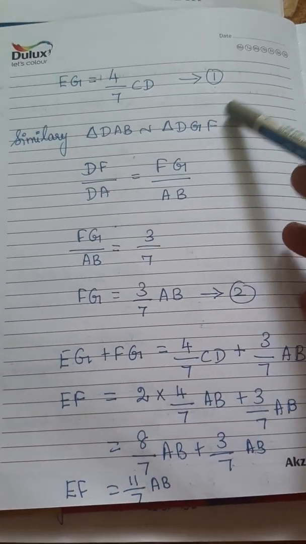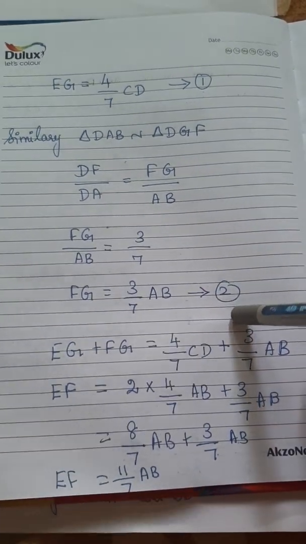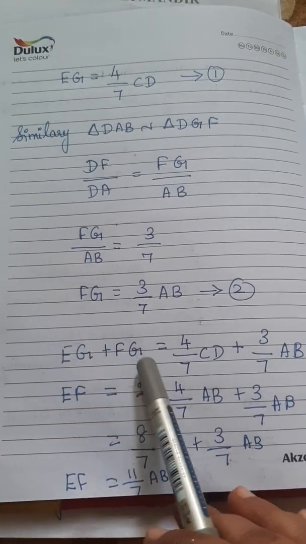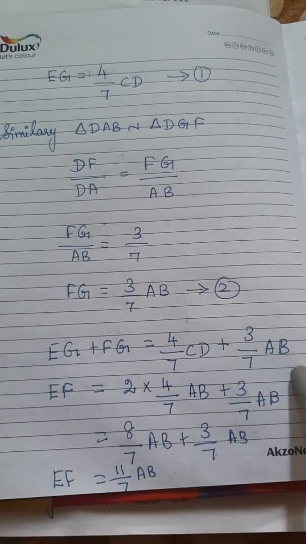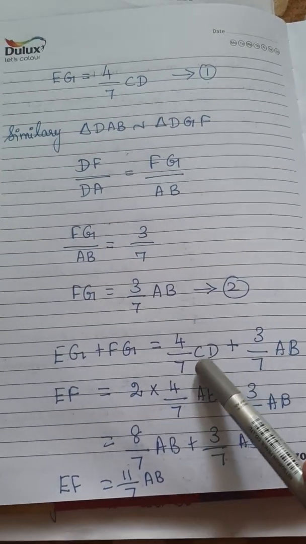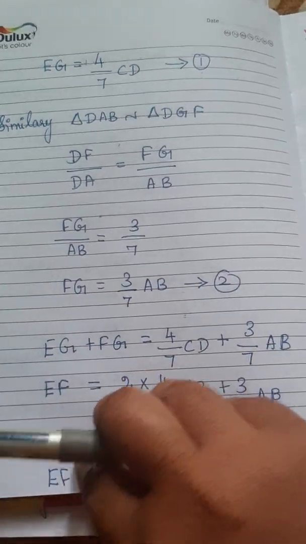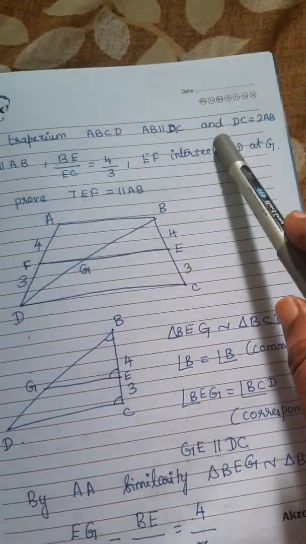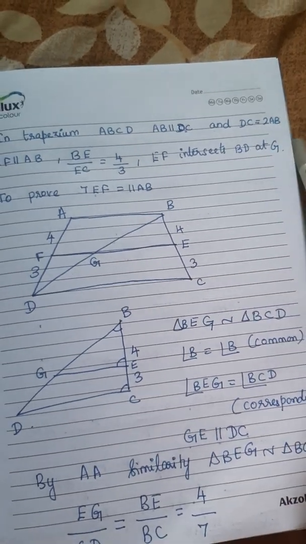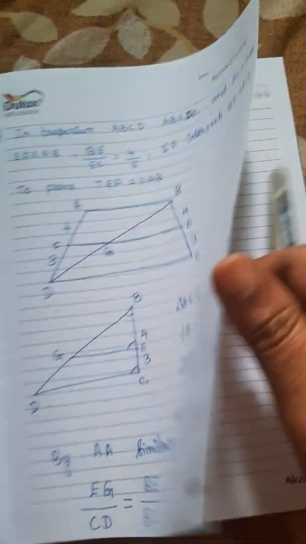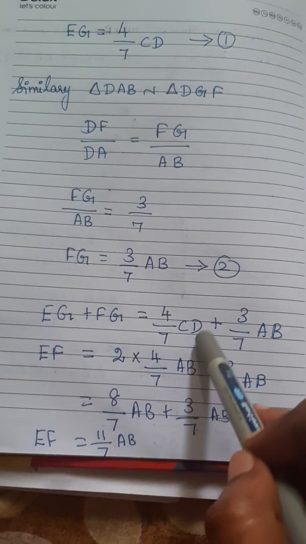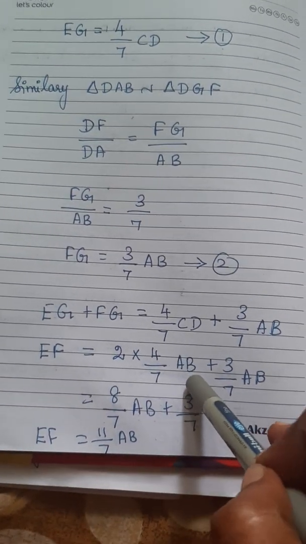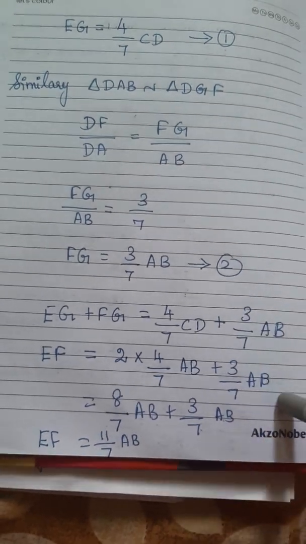So if I am just going to add equation 1 and equation 2, I will have EG plus FG is equal to 4/7 of CD plus 3/7 of AB. So I know that this CD is the longest part of the trapezium, and in the given part they have told that DC is equal to 2 times of AB. I am going to use that here. So here I am writing CD is 2 times of AB, plus 3/7 of AB.